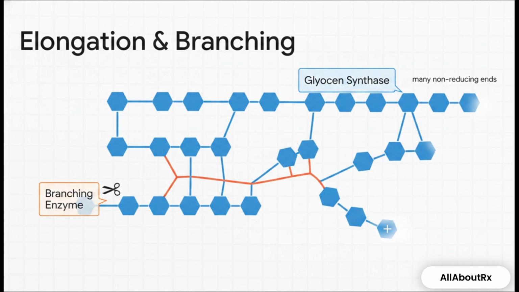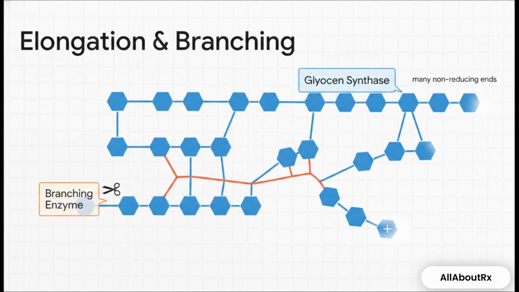It elongates the chains linearly, taking glucose from our activated UDP-glucose and linking it up with alpha-1-4 bonds. But honestly, a single long, straight chain just isn't very efficient. Enter the branching enzyme, or 4,6-transglucosidase. This guy snips off a 6 to 8 residue segment from the end and sticks it onto the interior of the chain, creating a crucial alpha-1-6 branch point.